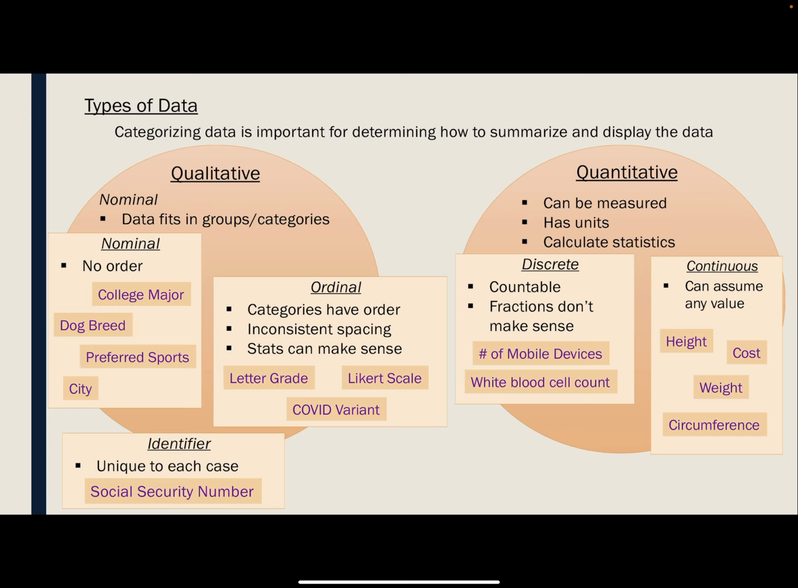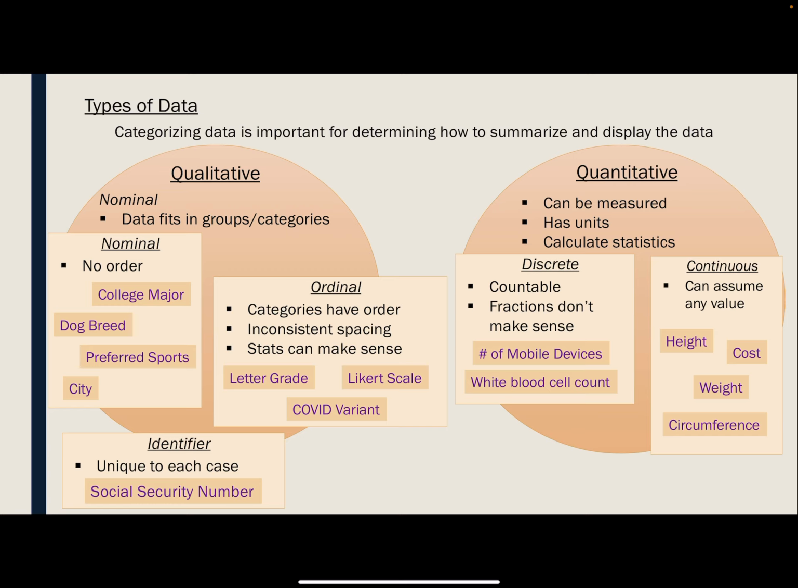The other type of classification that we have is quantitative. And quantitative variables can be measured, and they have units like feet, degrees, money, dollars, and so on. And when I say that it makes sense to calculate statistics, the big question that I ask myself is, would it make sense to calculate the average of this? Or would that calculation just mean nothing?